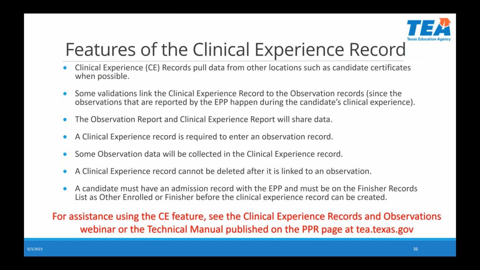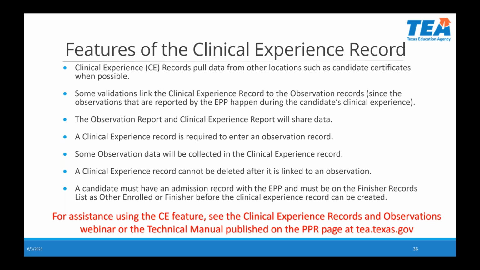In ECOS, clinical experience records are generated by pulling data from various sources, including candidate certificates, wherever possible. The clinical experience record is linked to observation records, as the observations are recorded during the candidate's clinical experience. Both the observation report and clinical experience report will share data. To create an observation record, a valid clinical experience record is required. Some observation data will also be collected and stored within the clinical experience record. Once a clinical experience record is linked to an observation, the record cannot be deleted.